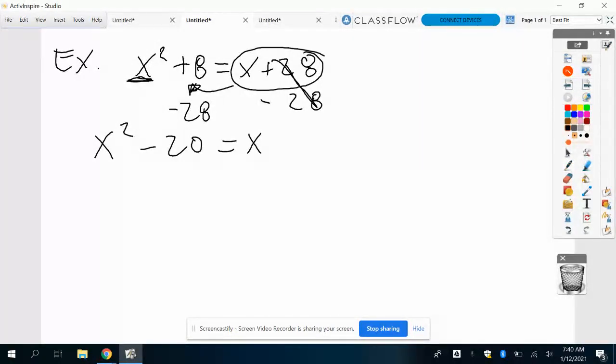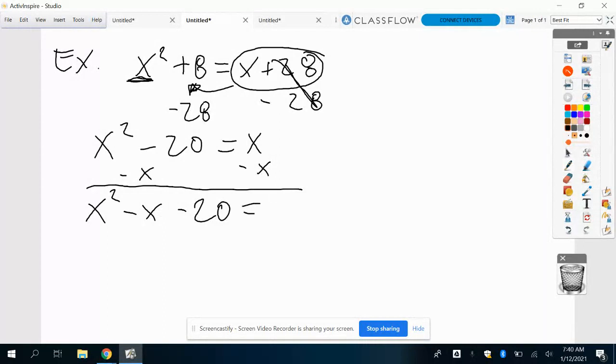This is a plus x, so we want to subtract x to both sides. So then what you end up with when you subtract x to both sides is x squared minus that x, because it can't combine with anything over here, minus 20 equals 0. So then at this point, we need to come up with our two factors. So we need two factors of negative 20 that when we add them together, get a negative 1.